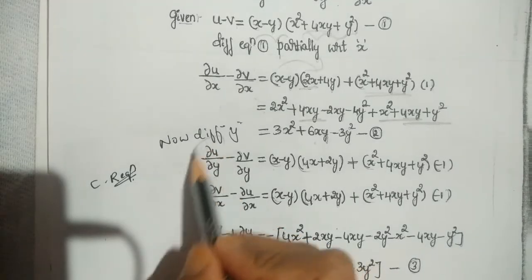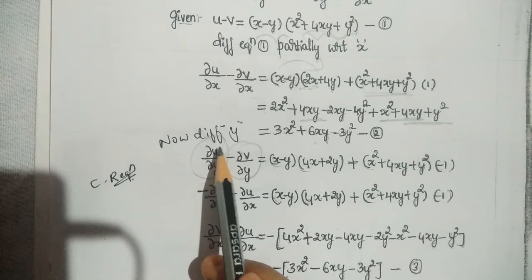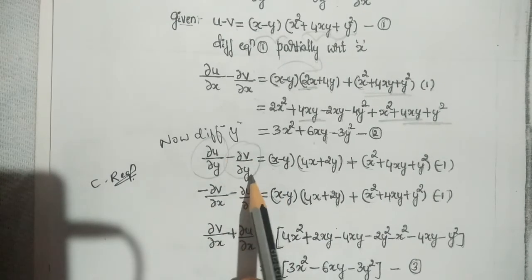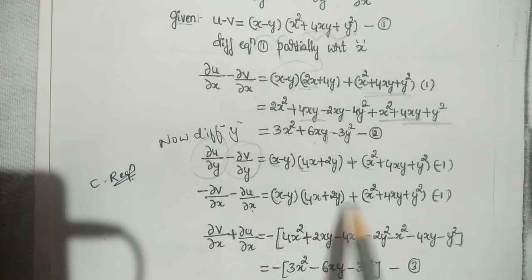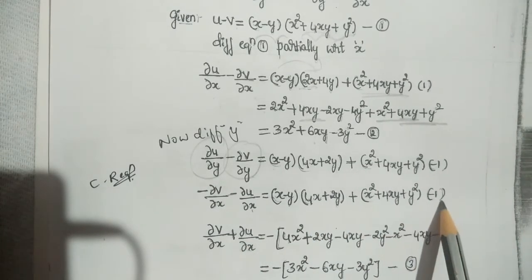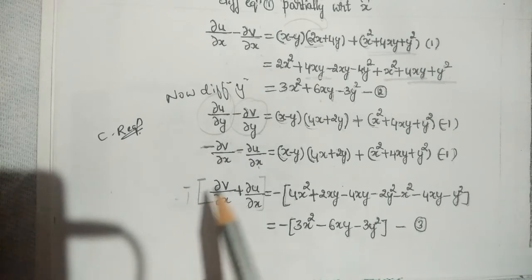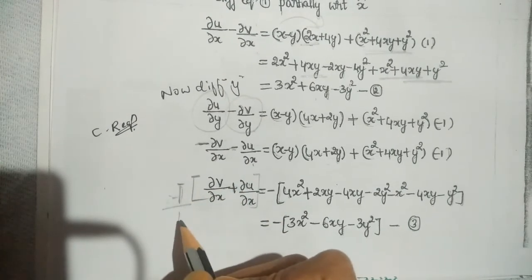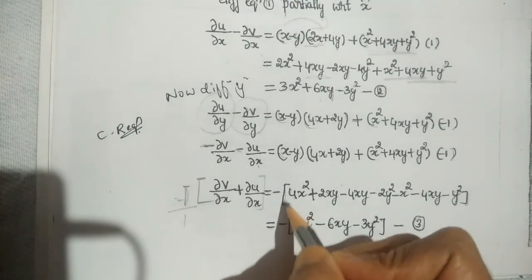Now replace dou u by dou y and dou v by dou y in terms of x. By using the CR equations, dou u by dou y is minus dou v by dou x, and minus dou v by dou y is dou u by dou x. So we have x minus y times 4x plus 2y, plus x square plus 4xy plus y square times minus 1. Now if you take minus outside, it becomes dou v by dou x plus dou u by dou x. Take the minus 1 to the right, divided by minus 1 becomes into minus 1.